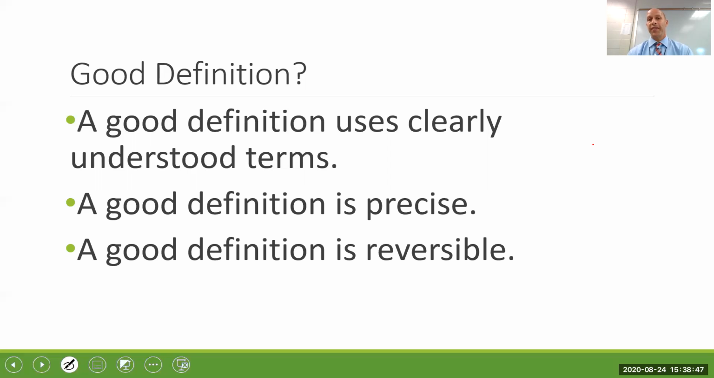Now, reversible is kind of where that whole biconditional thing comes in, because if you remember, a biconditional is P arrow Q, which is true, and its converse, Q arrow P, is true. So this is that whole concept of being reversible.